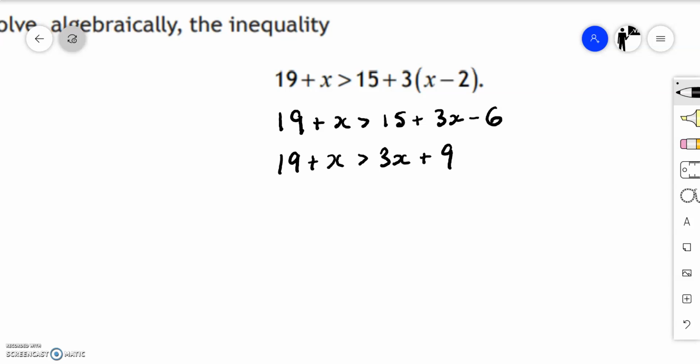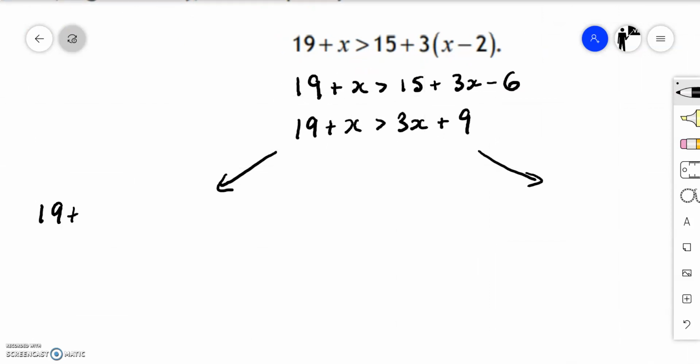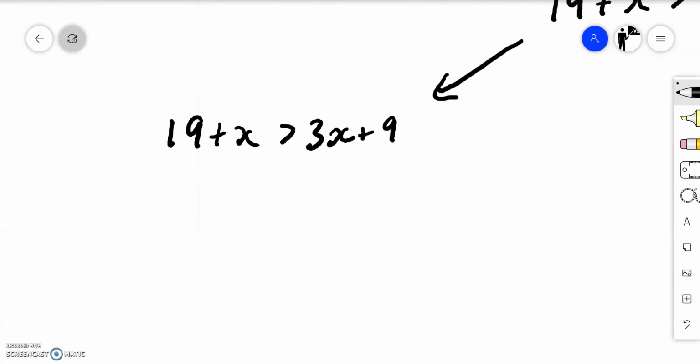You've got a few options as to how you want to solve this here. I'm going to show you both different ways. Let's say you want to get all the x's to the left hand side. I'm just going to rewrite this again. 19 plus x is greater than 3x plus 9. So to do that, you would subtract 3x from both sides.